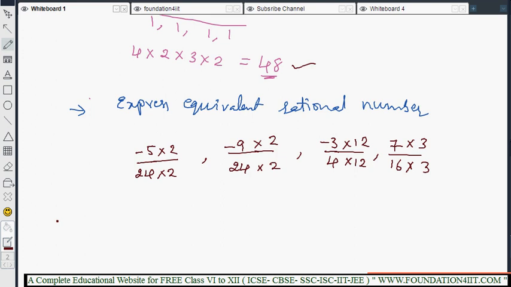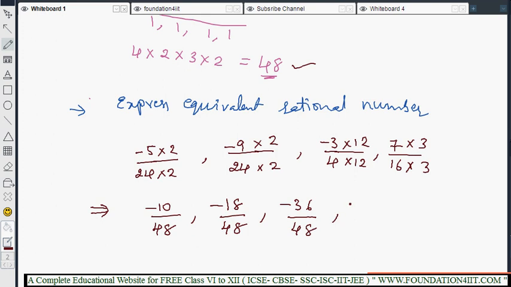Then you can simplify. Now if you simplify this all, minus 5 into 2, minus 10 by 48. Minus 18 by 48. Just I am simplifying now. 12 times 3 is minus 36 by 48. 7 times 3 is 21 by 48.